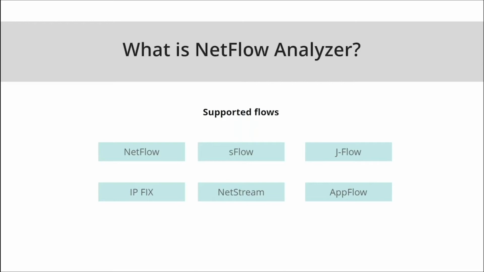As you're aware, the product receives the different flow packets that come from the different switches, routers, and firewalls that we work with. The supported flows are listed here. We do have NetFlow, sFlow, jFlow, IPFIX, NetStream, and AppFlow. So what we basically do is we receive the flows, and we automatically identify the device and its interfaces or ports.